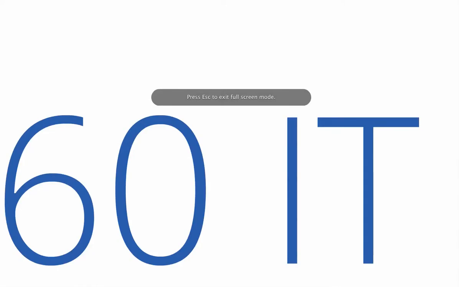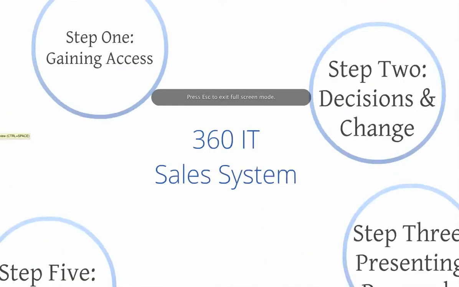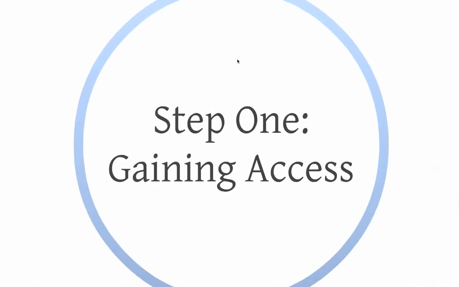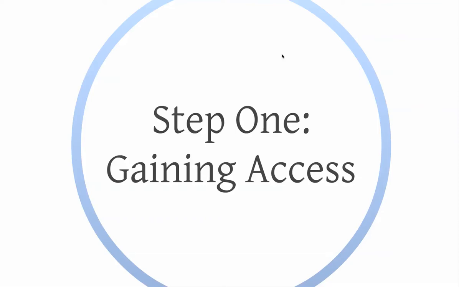All right, everybody, let's keep moving forward in our quest to be the best here as we explore this 360 IT sales system. And the first step in the whole process, we've got a total of 5 steps. The first is gaining access. Now, where does gaining access begin and where does it end?